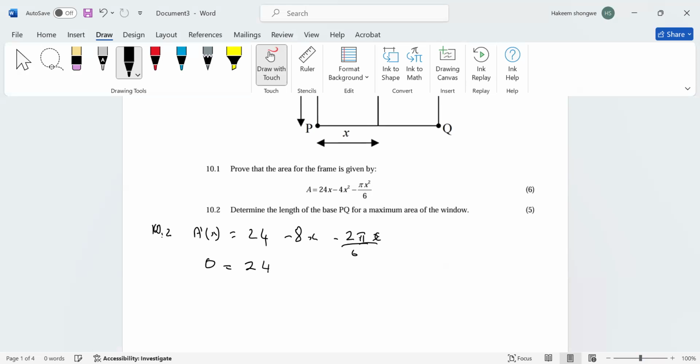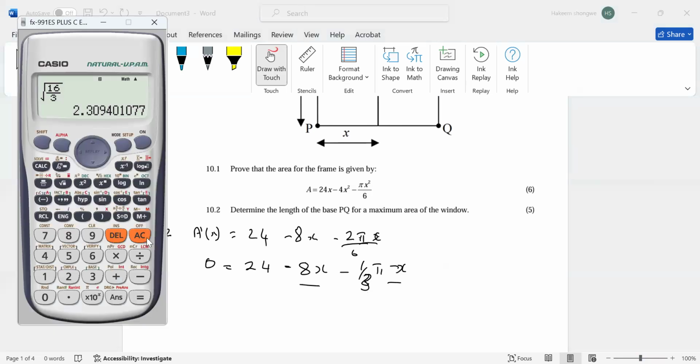So we're going to have 0 equal to 24, and then it looks as if you have minus 8x, and then this one is minus 1 over 3 pi x. This is strange because these two are like terms, but it's not so visible. So we'll have to do it so that it becomes visible for anyone. So you have minus 8, minus 1/3. Maybe that's why they put it there, because they suspected we might not see it.